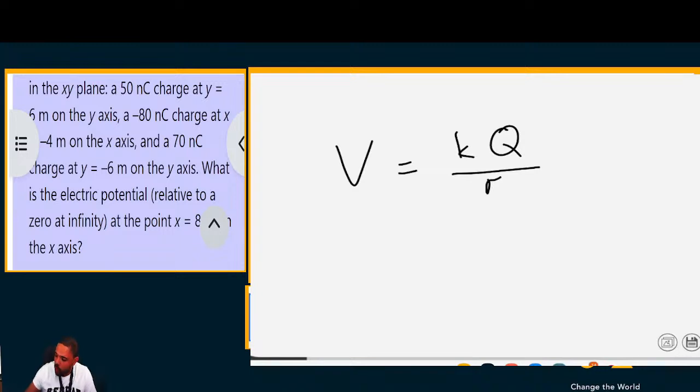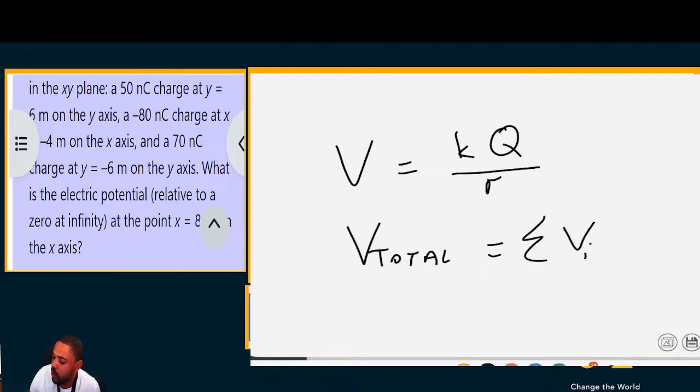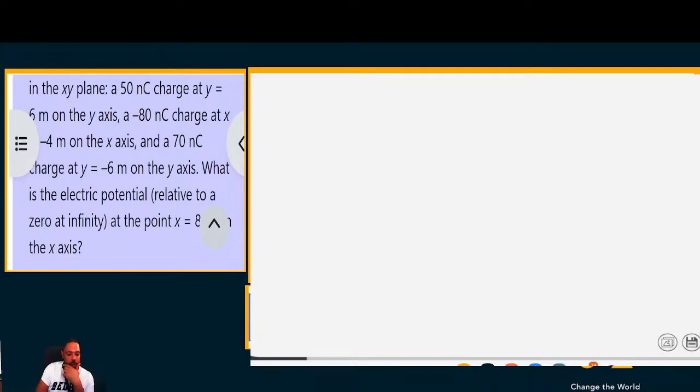And then of course you need to know that the total electric potential at a point is equal to the sum of the electric potentials at that point. So the sum of the electric potentials at that point. That's a good question. We're moving on.